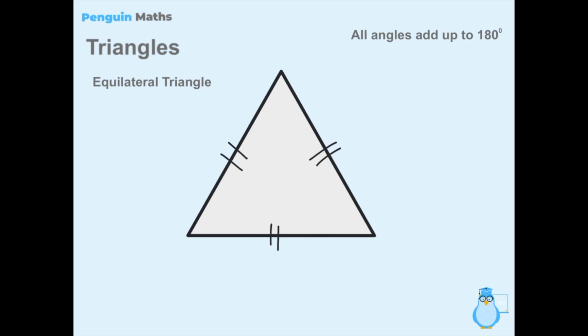Okay, so the first type of triangle we're going to have a look at is called an equilateral triangle. And in the name itself, we can almost get a clue to what type of triangle it is. The name equilateral literally means equal sides, meaning that each of the three sides that make up a triangle are of equal length. And that's what these little double dashes indicate. It means that this side is equal in length to this side and equal in length to this side.